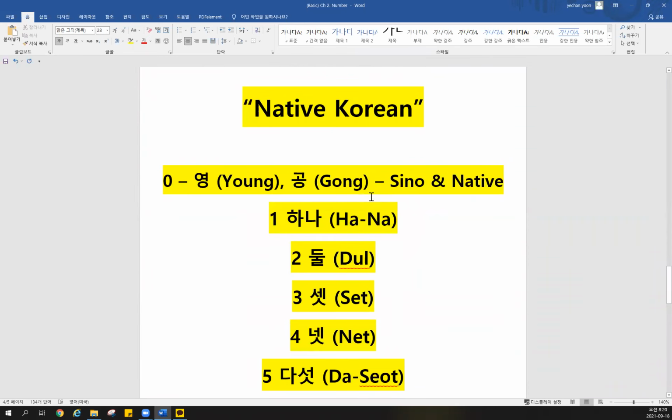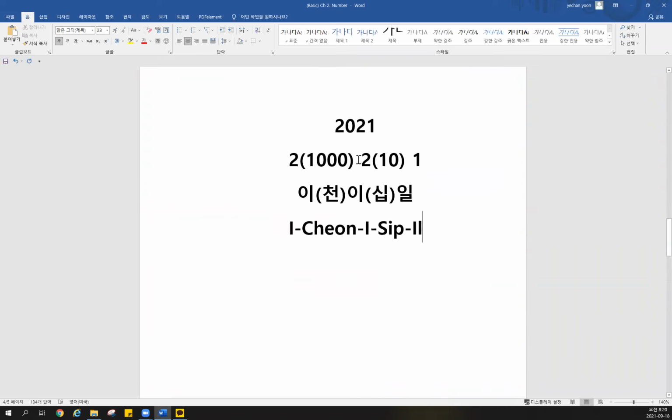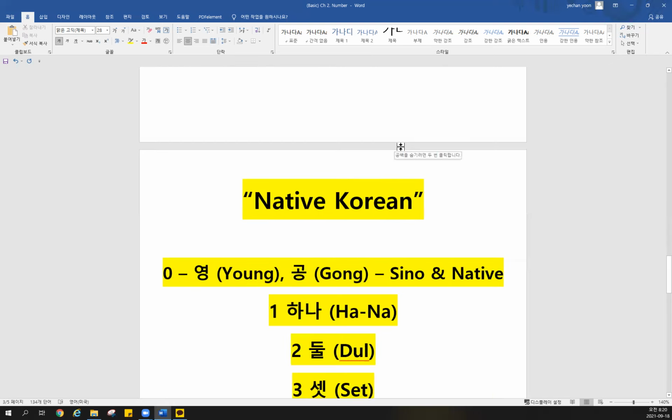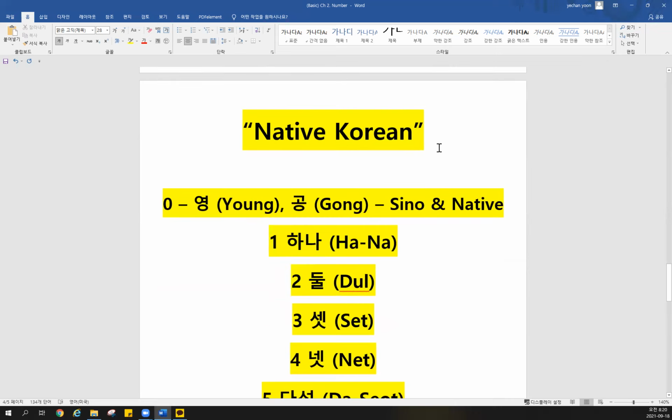All right, let's go to native Korean. Native Korean is a bit different. The Sino version just uses some numbers and the pronunciation, so it's going to be a bit easier than native Korean. But native Korean is slightly, not difficult, but a bit complicated, okay? For 0, with the Sino version and the native Korean at the same time, you can just pronounce it as 영 or 공. 공 is what we usually use when we talk about phone numbers, okay?